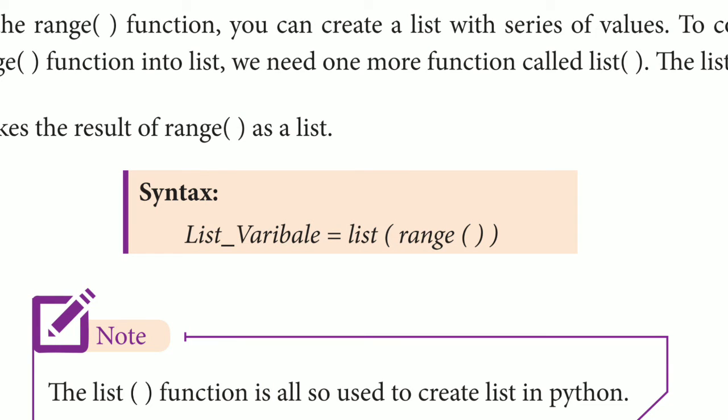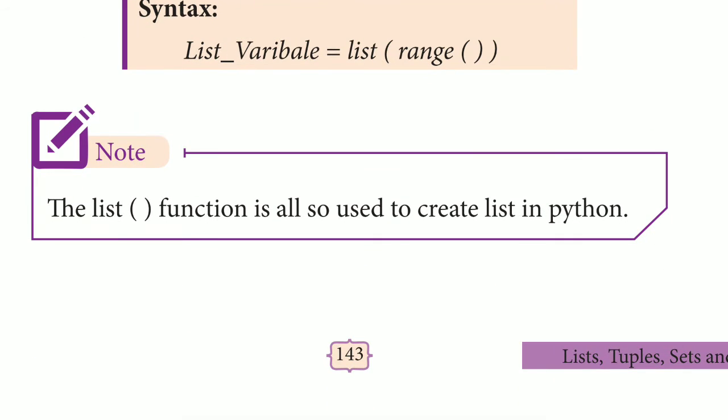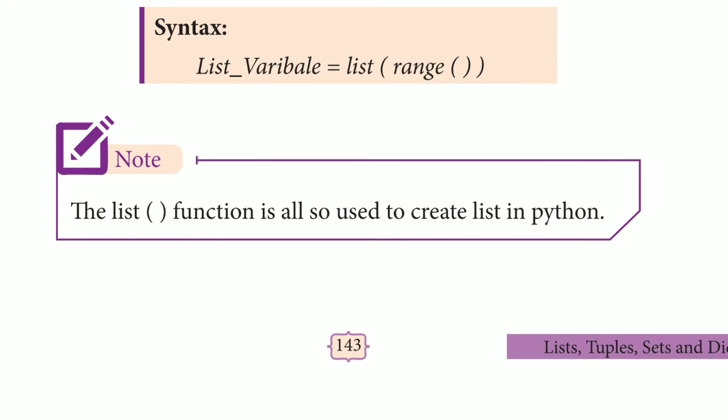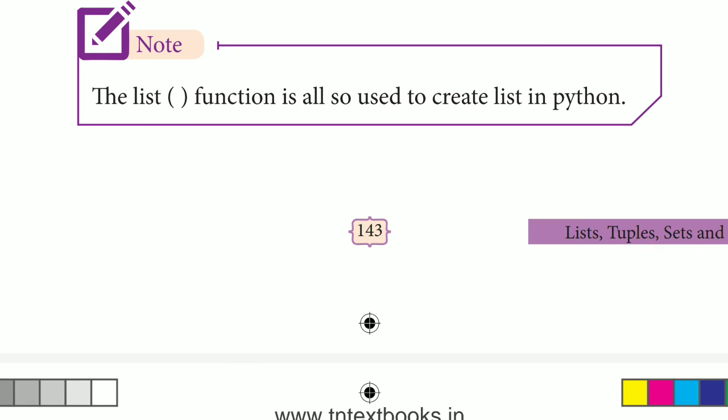List variable, so you have to give the variable name which is equal to list, which is a function. Inside the function you will be giving the range value. You can see the note: the list function is also used to create a list in Python. So you can also use this list function to create it.